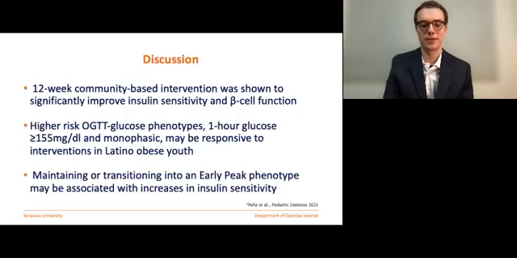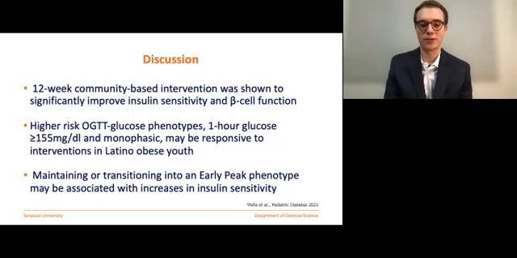So a comprehensive examination of type 2 diabetes risk biomarkers is essential for early identification of individuals at risk. And a 12-week community-based intervention has been shown to significantly improve insulin sensitivity and beta cell function, as well as higher risk OGTT glucose phenotypes. A 1 hour glucose greater than or equal to 155 milligrams per deciliter and monophasic response may be responsive to interventions in Latino obese youth.